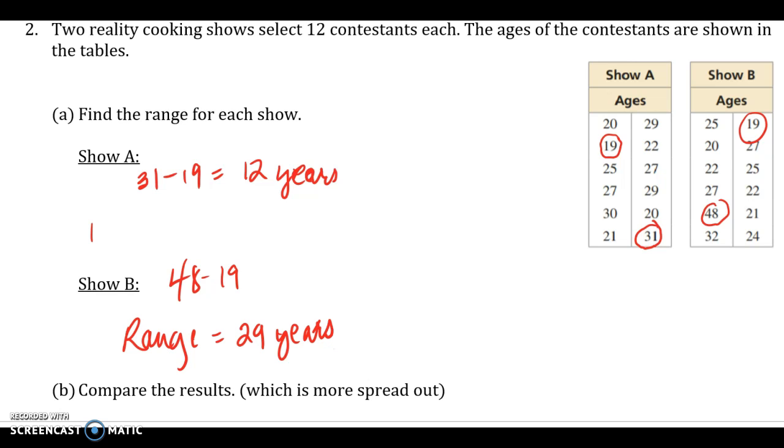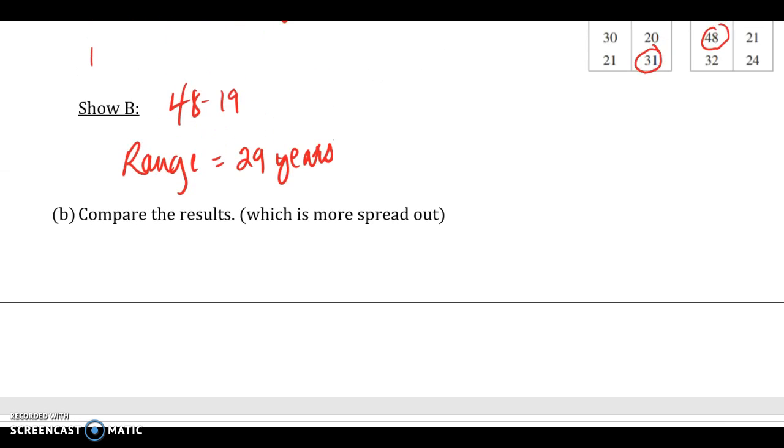Part B just says compare the results, which is more spread out, meaning which one has a larger range. So I just said the ages in show B have a larger range.